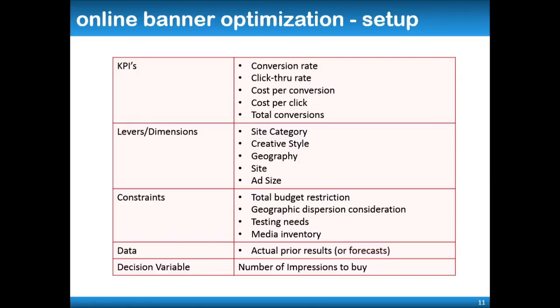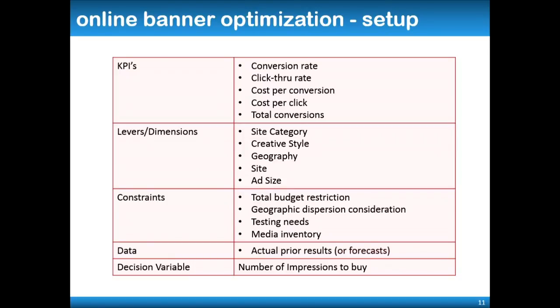In this example, the levers or business dimensions that we'll play with include things like the site category that we'd be purchasing the media from, and creative styles. There are 6 different creative styles that we can use in our online ad placement, different geographies, different sites where we can put the placements, as well as ad size and type. Okay, so these are the levers that we will play around with and optimize into.